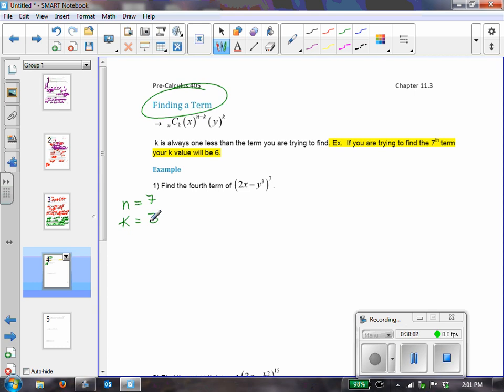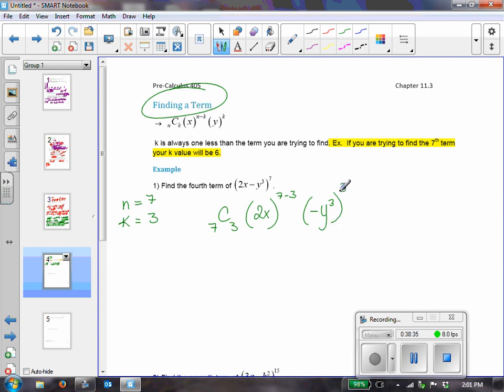Okay, so now we're going to fill in the formula. So our combination is going to be 7 choose 3. That's our combination, our numerical coefficient, our link to our Pascal's triangle. Our first term is 2x, and it's going to be n minus k, so 7 minus 3. And then our second term, which is negative y cubed, is going to be to the exponent k, and k is 3.